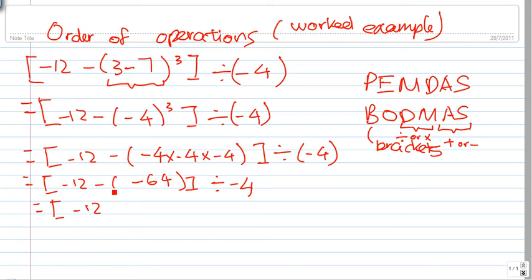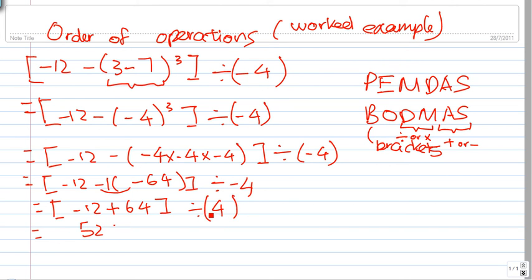Now minus 12, what happens here? Because of a bracket here, you can actually take this to be minus 1. Minus 1 times minus 64 will give you positive 64 divided by 4. And you get minus 12 plus 64, which gives you positive 52.